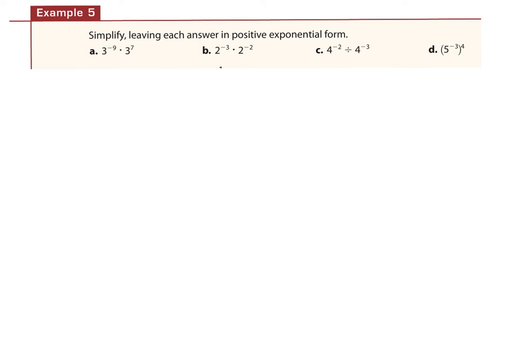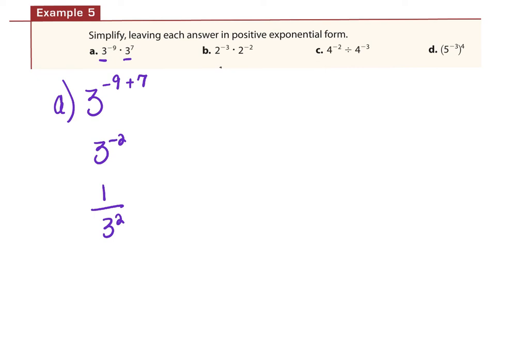Leaving each answer in positive exponential form, all right? So let's look at this first one. I am multiplying like bases, right? So I should add my exponents. What is -9 plus 7? 3 to the -2. Look at my instructions. My answer should be in positive exponents. It is not, right? So what do I need to do? What does that tell me? Where does that tell me to put that 3 squared? In the denominator, 1 over 3 squared.